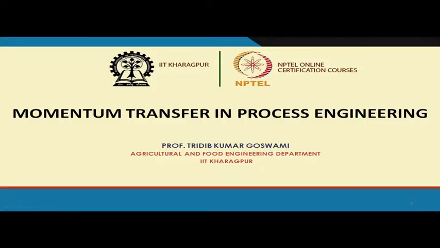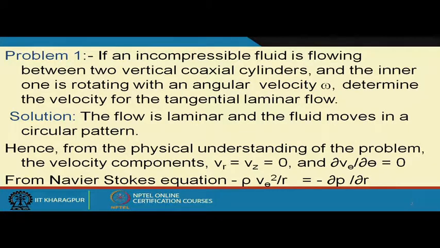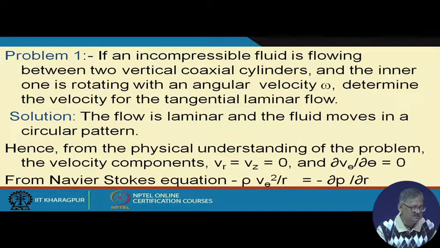the problem was like this, that if an incompressible fluid is flowing between two vertical coaxial cylinders and the inner one is rotating with an angular velocity of omega, determine the velocity for the tangential laminar flow. So, repeat, if an incompressible fluid is flowing between two vertical coaxial cylinders and the inner one is rotating with an angular velocity omega, determine the velocity for the tangential laminar flow, right.